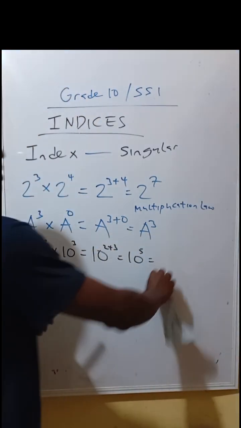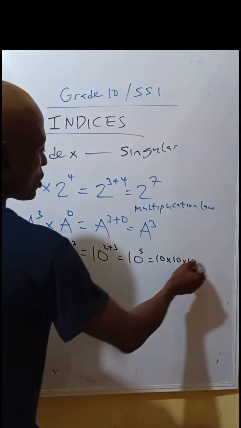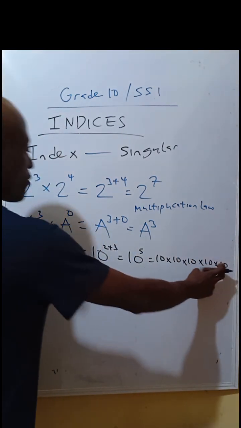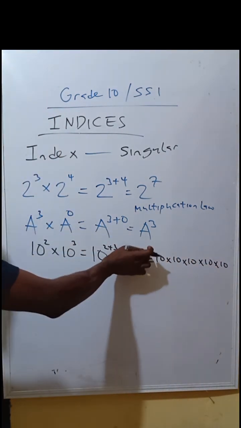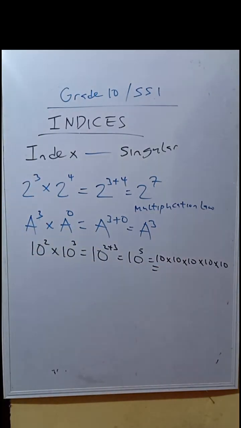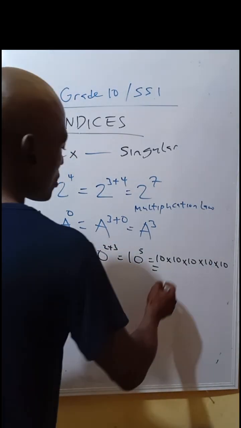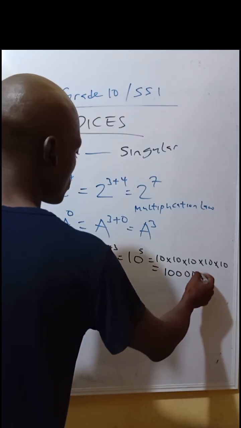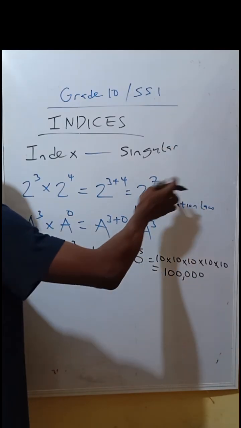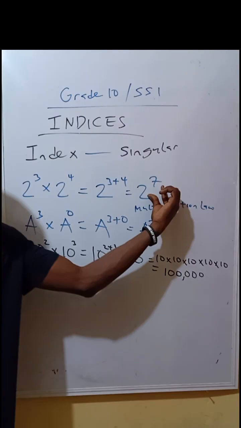Remember what I taught earlier. 10 times 10, that's 5 times: 10 times 10 times 10 times 10 times 10. Why is it 5? You have 1, 2, 3, 4, 5. The base, 10, is multiplied 5 times. So this will be 10 times 10, 100. 100 times 10, 1000. 1000 times 10, 10,000. 10,000 times 10, 100,000. Then this also can be simplified, but I'm going to leave it like that. Leaving it like this means that we're leaving it in index form.